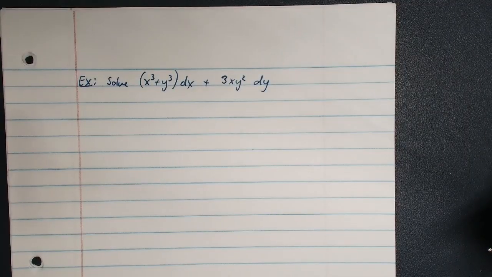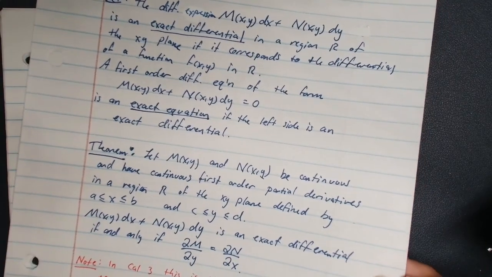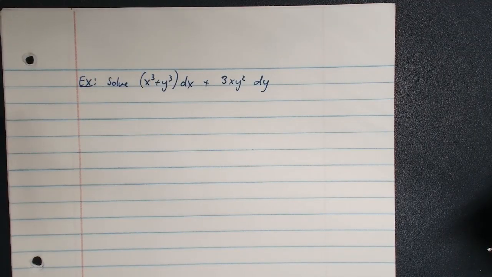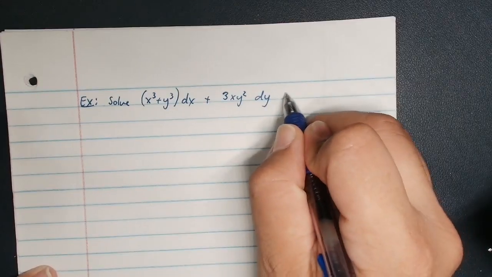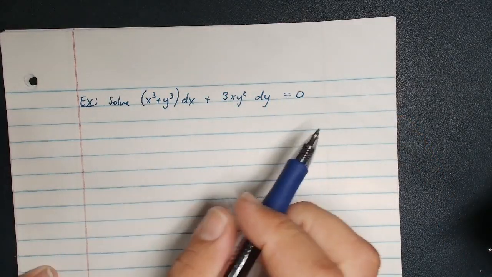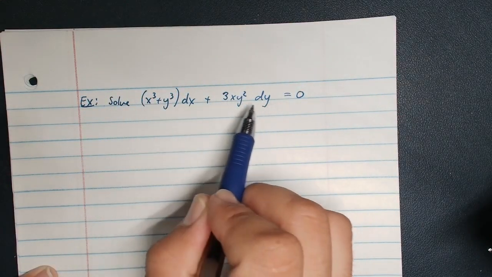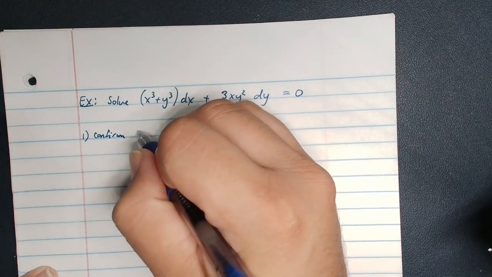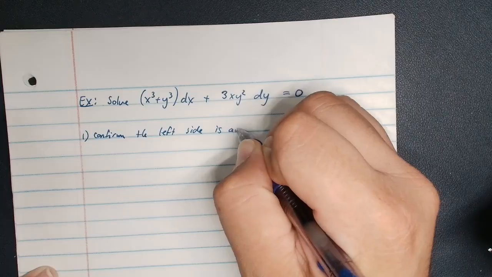Okay, so first of all, none of this that we've just said makes any difference if we do not have an exact equation. This has to be an exact equation, otherwise everything we've just said is not relevant. Okay, so for our first step here, let's confirm that this is an exact equation. How do we do that? Well, we confirm that the left side is an exact differential. So step 1, confirm the left side is an exact differential.